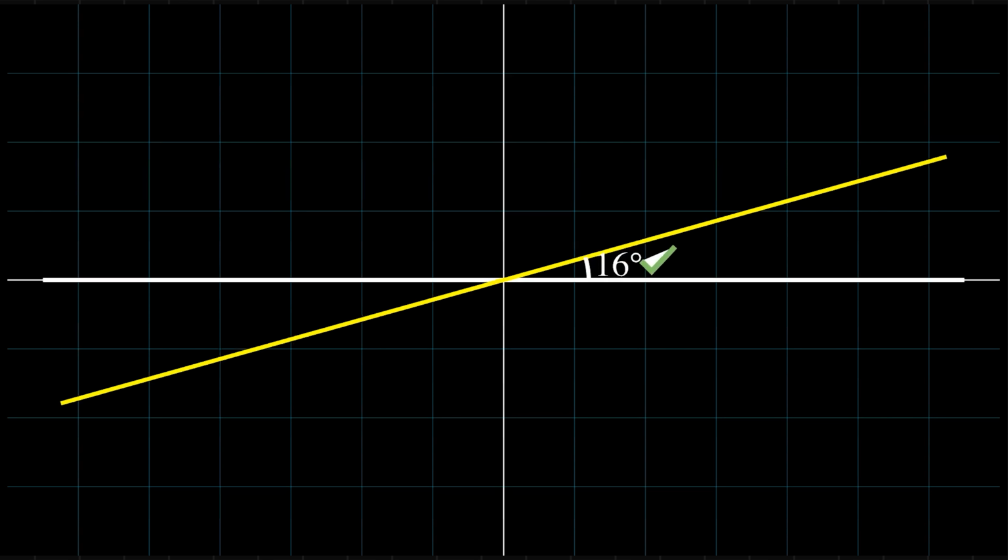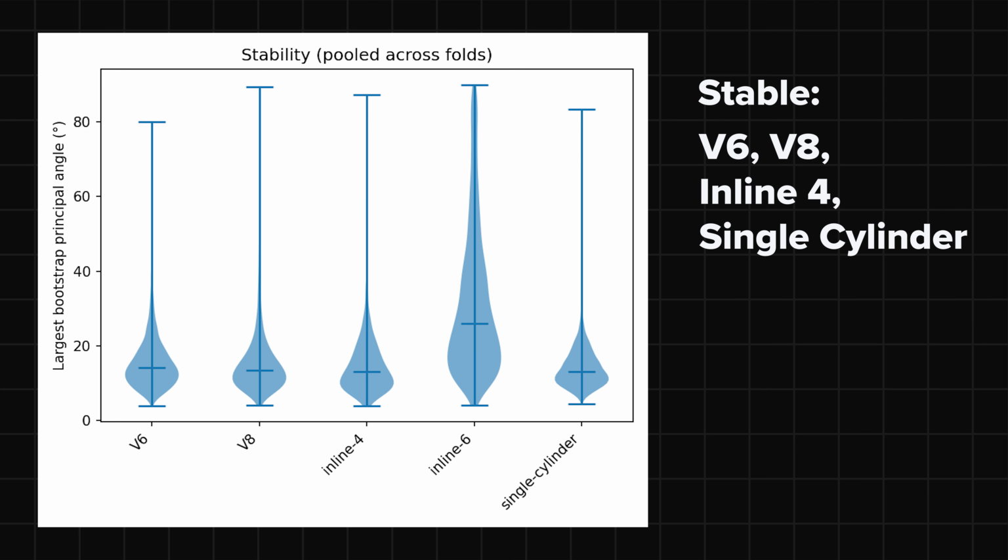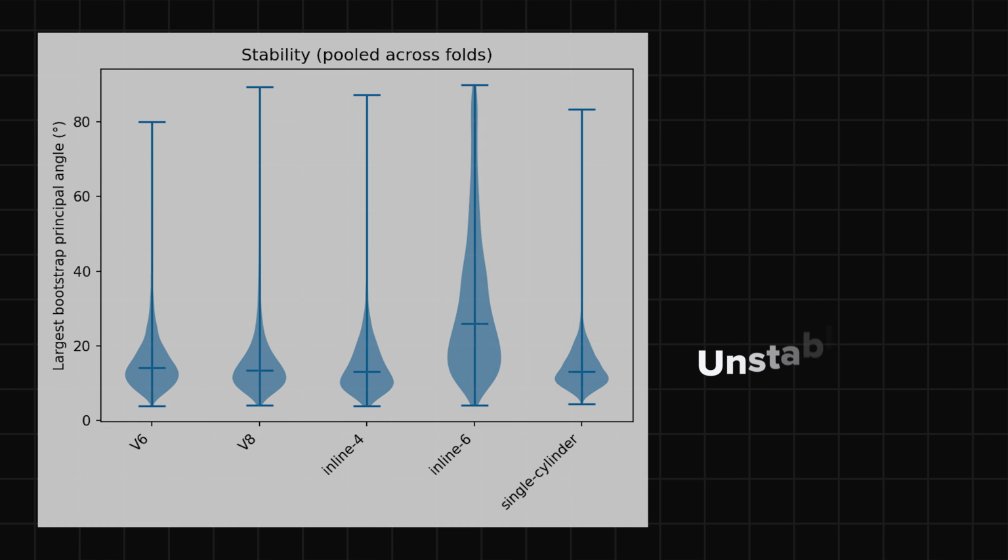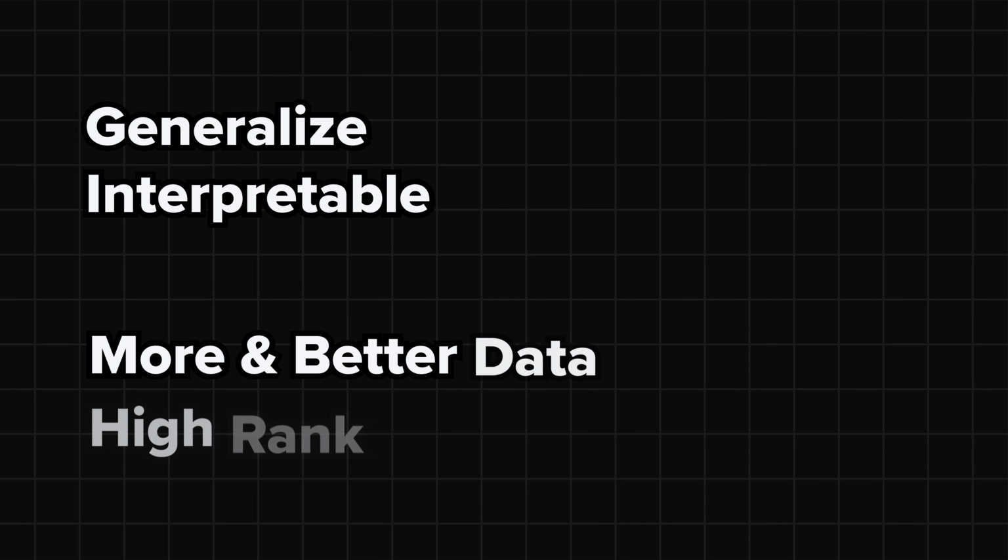That's what we see for V6, V8, inline 4 and single cylinder, where the median is around 13 to 15 degrees. But if the angle is larger or the distribution is wide, the subspace twists or stretches when you change the data, thus not stable, which is what happened in inline 6 with a 26 degree median. Stable classes usually generalize and stay interpretable, while unstable ones need more data, better conditioning, or a different rank.